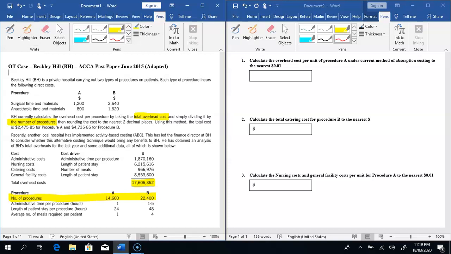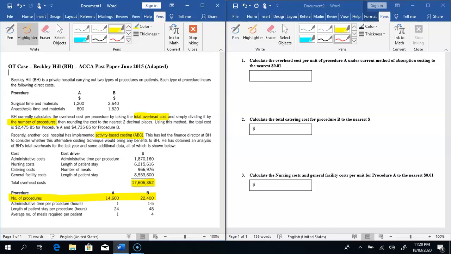Using this method, the total cost is $2,475.85 per procedure A and $4,735.85 per procedure B. So this total cost includes the overhead cost as well as the cost of surgical time and materials and anesthesia time and materials. Now the scenario continues. Recently, another local hospital has implemented activity-based costing. So another hospital implemented activity-based costing. This has led the finance director at BH to consider whether this alternative costing technique would bring any benefits to BH. He has obtained an analysis of the BH total overheads for the last year and some additional data, all of which is shown below.